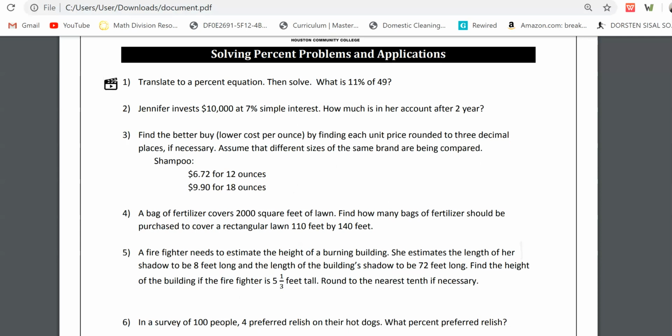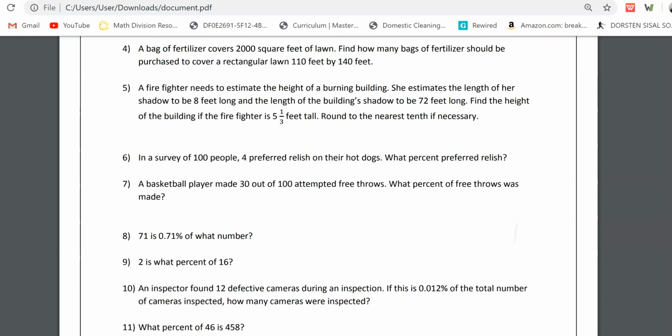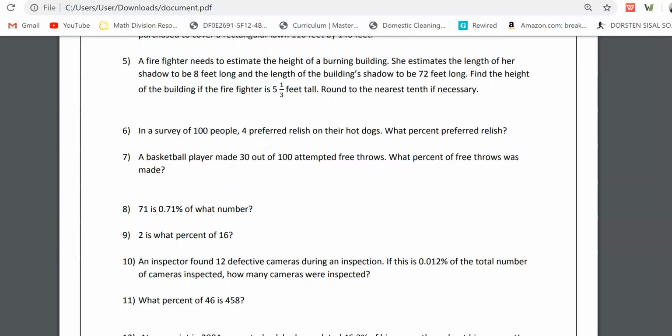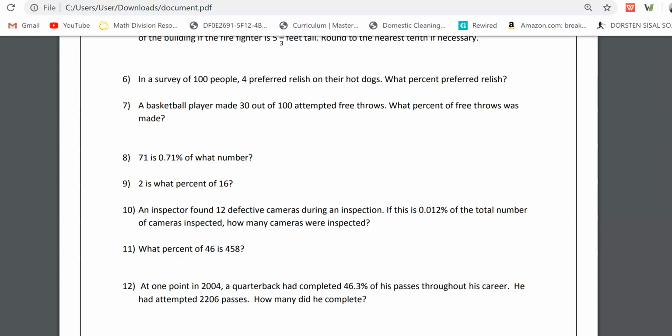Okay, so now we've done number 5. We've talked about the setup for that one. I already told you about number 6. It's just 4 over 100, which is 4%. People preferred relish. 30% was the answer for number 7. Everybody should be okay with 8 and 9 with the is over of. But again, just to be safe, I'm going to tell you that 71 is the is for number 8.